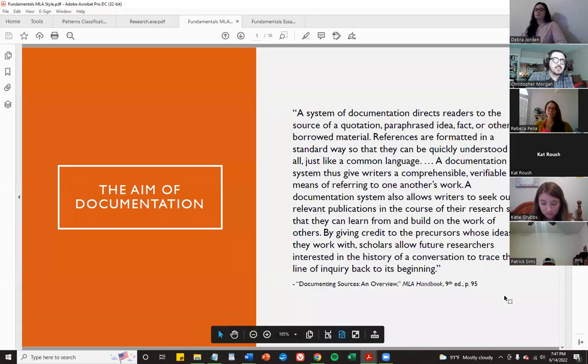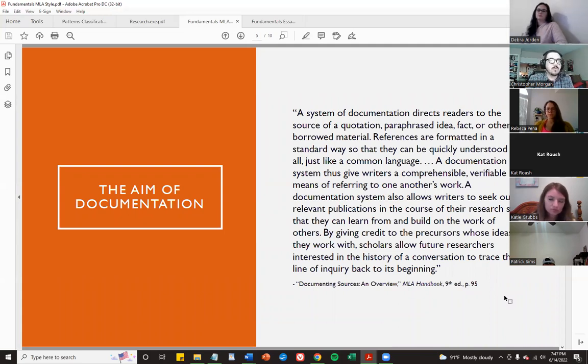A system of documentation directs readers to a source of a quotation, a paraphrased idea, a fact, or other borrowed material. References are formatted in a standard way so that they can be quickly understood by all, just like a common language. A documentation system thus gives writers a comprehensible, verifiable means of referring to one another's work. And it also allows writers to seek out relevant publications in the course of their research so that they can learn from and build on the work of others.